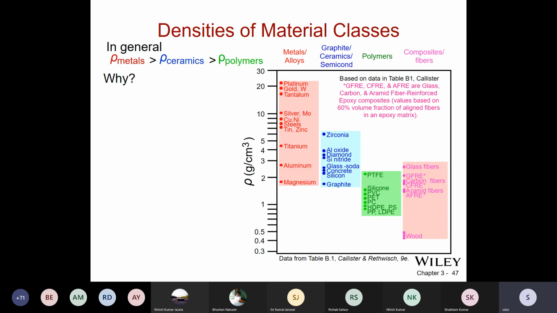Metals generally have higher densities than ceramics, and ceramics have a lot higher density than polymers. So if we plot the density values here, for metals, from magnesium, a lightweight metal, to heavy gold, tantalum, platinum, it goes like this. Then ceramics: graphite is a low density material, zirconia is higher density in ceramics. These are for polymers and these are for composite materials. So we plot it this way.